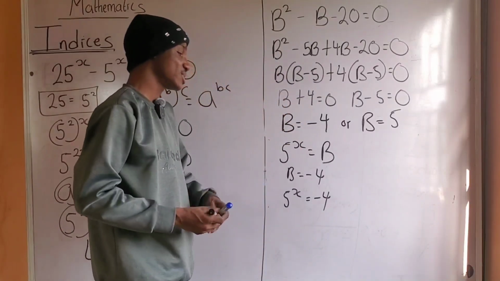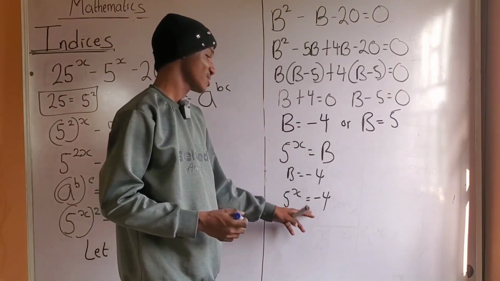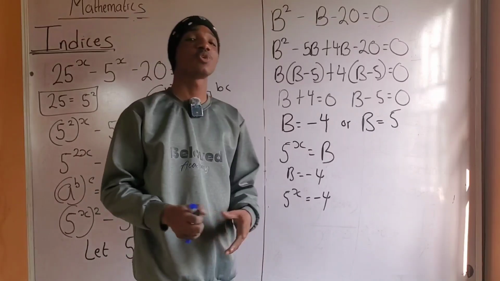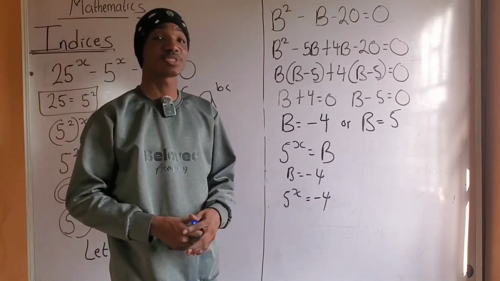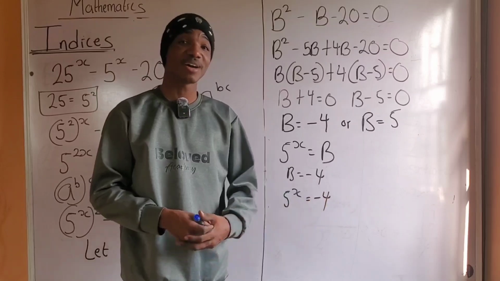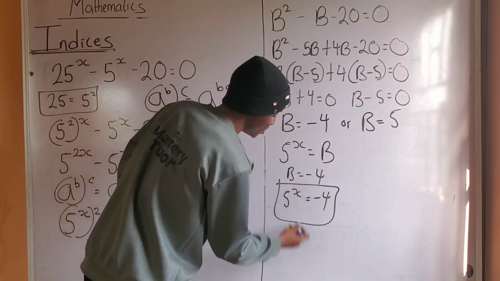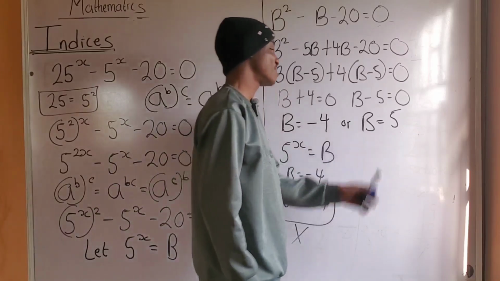You can see that this solution doesn't satisfy the equation. In fact, even if you want to use logarithm, that is, taking the logarithm of both sides, can you take the logarithm of a negative number? No. So that means there is no solution for this. No solution. Now let us examine this.